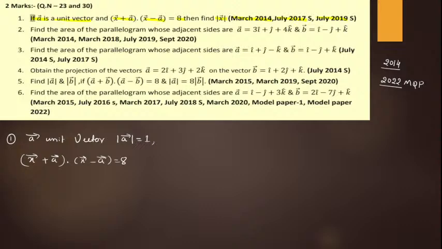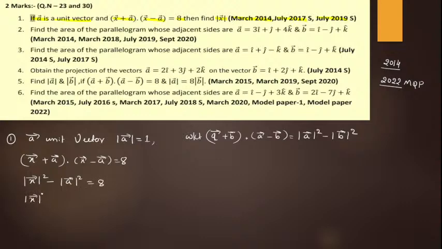So before going to solve this, let me recall one identity, that is, we know that (a plus b) dot (a minus b) is always equal to magnitude of a vector square minus magnitude of b vector square. Using this identity we can solve this. So (x plus a) dot (x minus a) is nothing but magnitude of x vector whole square minus magnitude of a vector whole square, that is equal to 8.